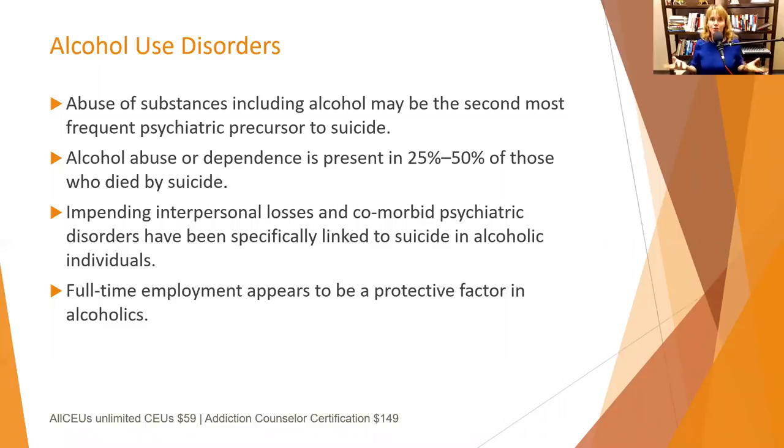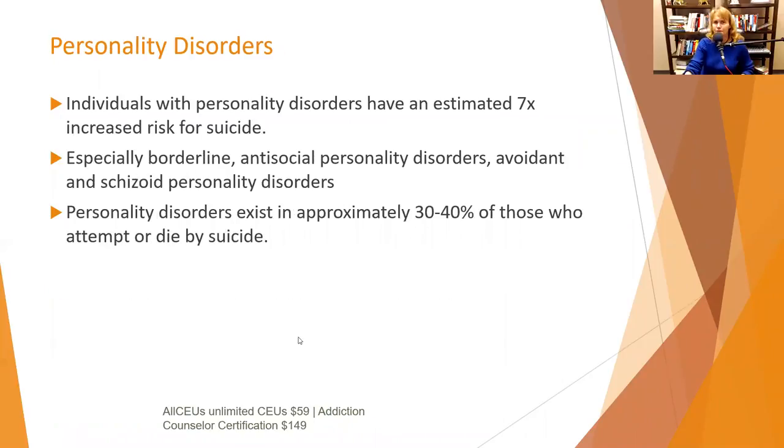So you've got somebody who is struggling with interpersonal losses and comorbid psychiatric issues, then they drink alcohol, which is a disinhibitor. It takes down those inhibitions, and they're just like, well, I can do this. The normal filter that would say, no, we're not going there, may not be quite as prevalent. Full-time employment is a protective factor in alcoholics, and the majority of people who are alcohol dependent actually are employed. So that's not a surprising statement.